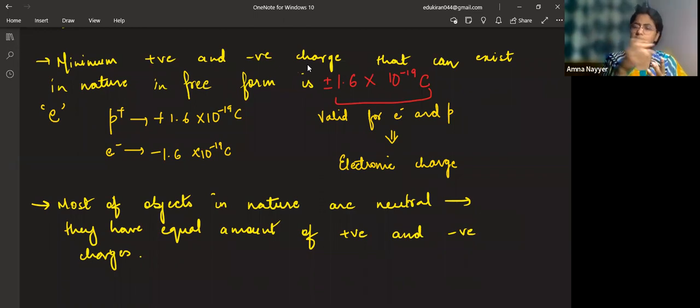Do we add protons to make a body positive, or do we delete some electrons to make a body positive, or do we add electrons to make a body negative? What is the basic phenomenon for calling a body positive or negative? See, neutral you have understood. Equal amounts of positive and negative charge neutralize each other, and the resultant body is neutral.